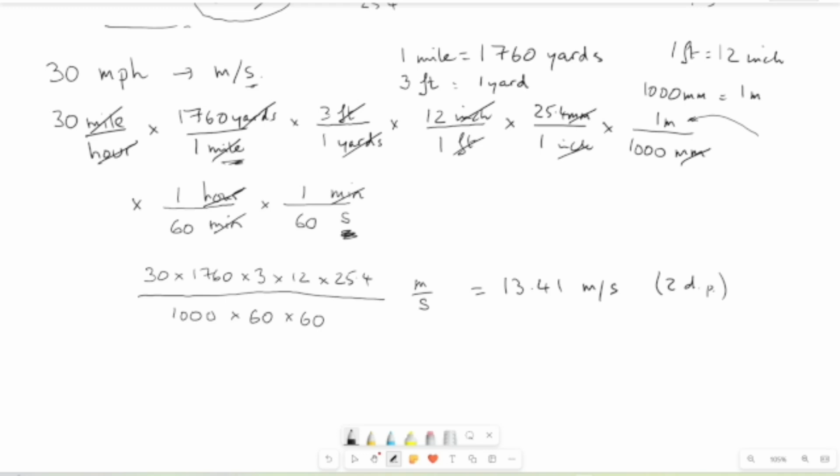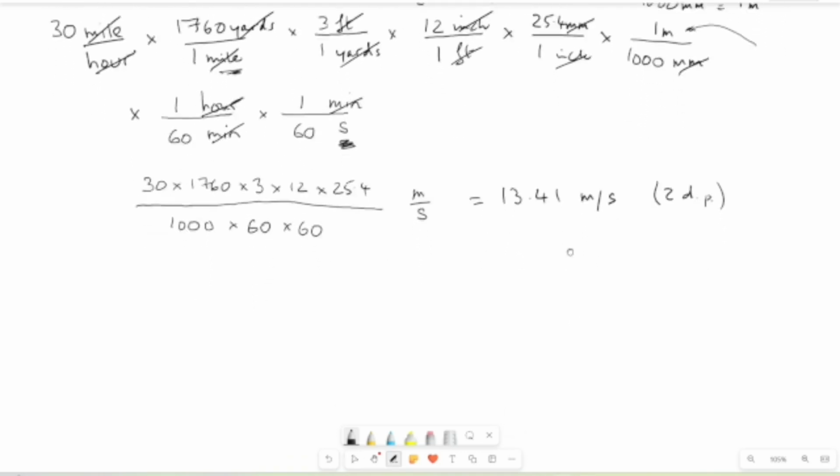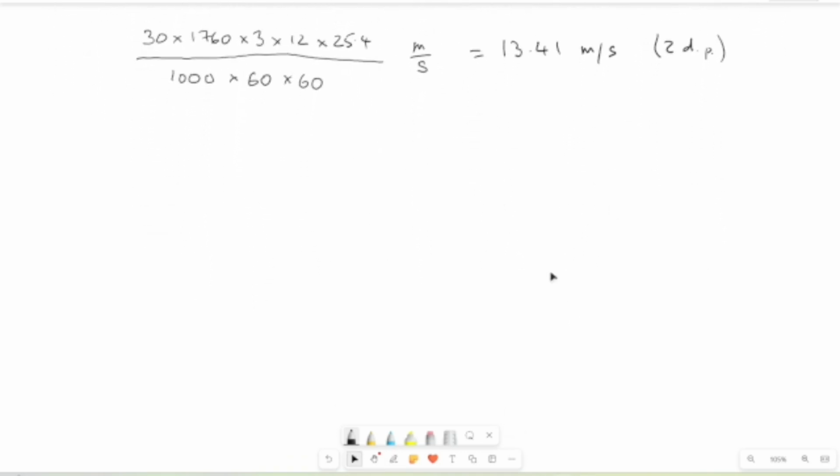So I haven't had to remember any direct relationship between miles per hour and meters per second. I've made do with some stepping stones along the way, yards and miles and so forth. So I'm a bit old-fashioned like that, but you can look up those any way you want to do it. Doesn't matter what equality you find.